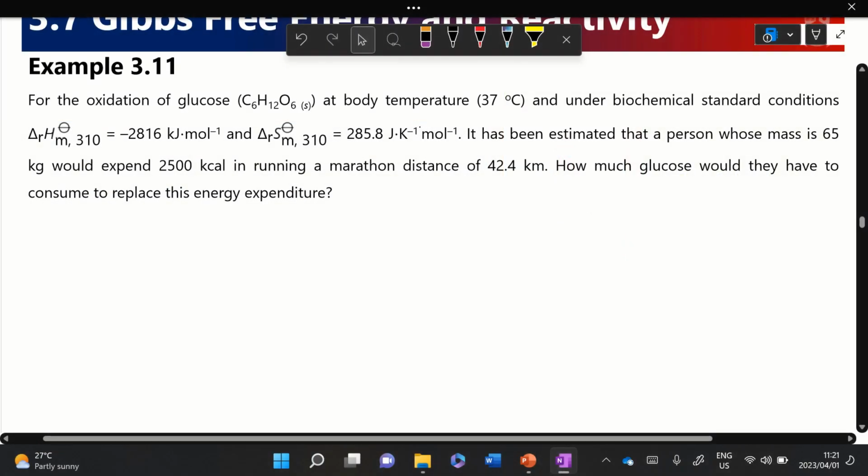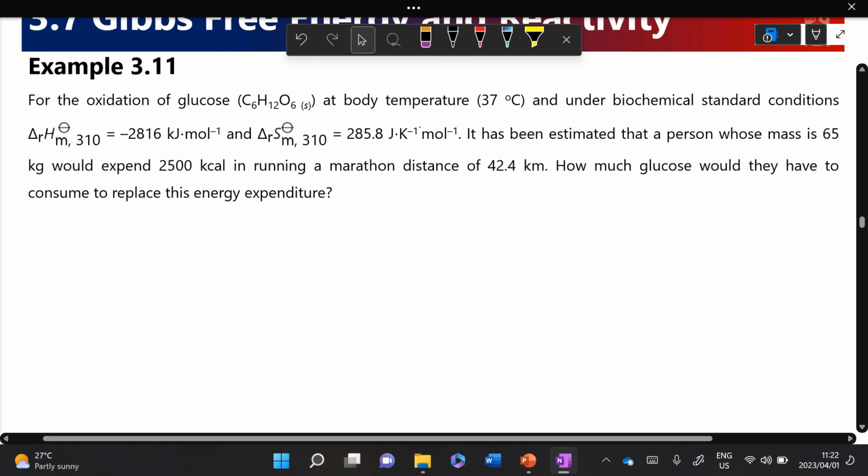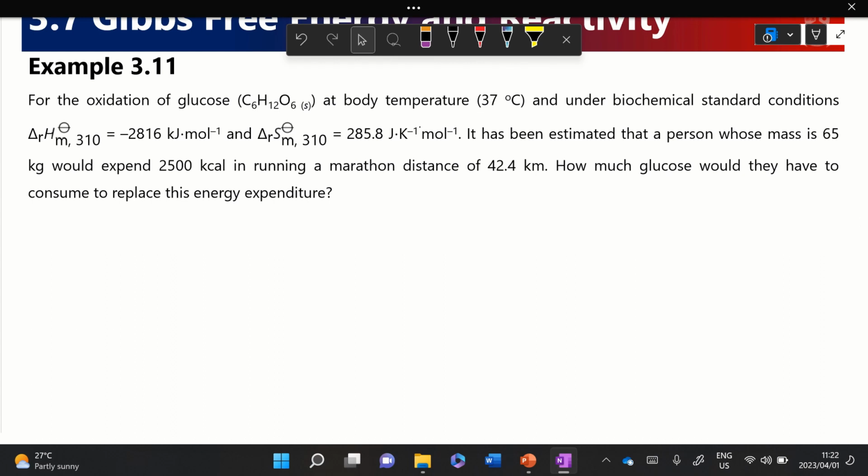So looking at example 311, we're asked to calculate how much glucose someone would consume during a marathon if they ran a marathon for a certain length, and that would consume a certain number of calories. And we're given some information about glucose under biochemical standard conditions, which means we're working at 310 Kelvin. Biochemical standard conditions is, of course, something different to normal chemical standard conditions. So you just need to make a note of that.